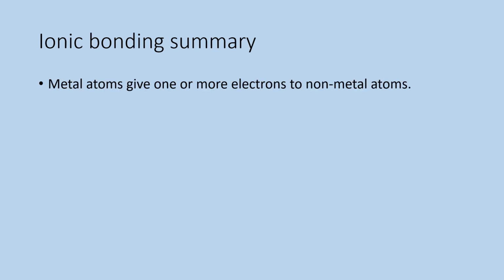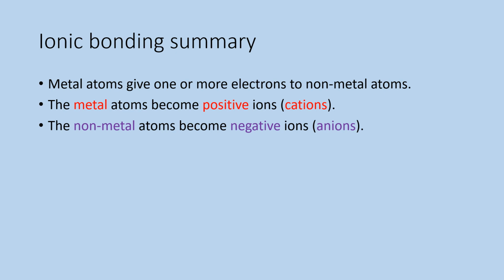Now, in summary, ionic bonding: metal atoms give 1 or more electrons to nonmetals. Metal atoms become positive ions and they are called cations. Cations can be remembered by imagining the cat's eye makes a positive sign. The nonmetals become negatively charged and they become anions because they're gaining electrons.